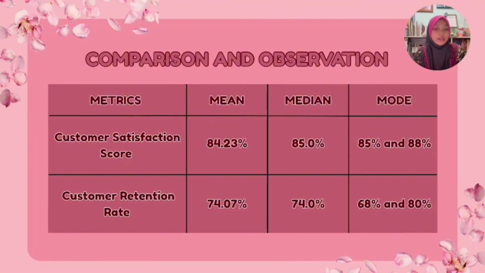Also, both metrics display a bimodal distribution with their most frequent values occurring 3 times each. These indicate clustering within the dataset, potentially reflecting varying levels of business performance or segmentation within the market. Lastly, the medians, which closely align with the means in both metrics, 85% for satisfaction and 74% for retention rate, reinforce the symmetrical nature of the distributions.